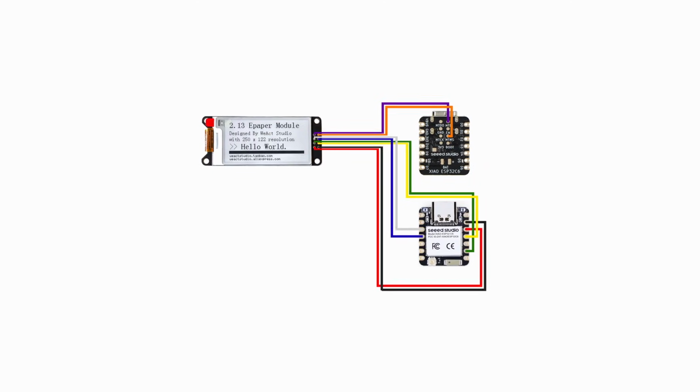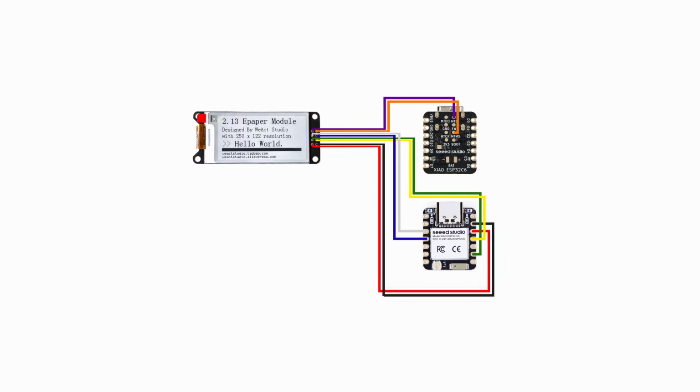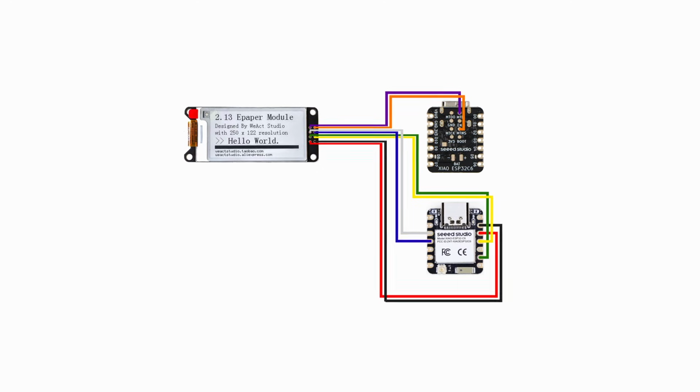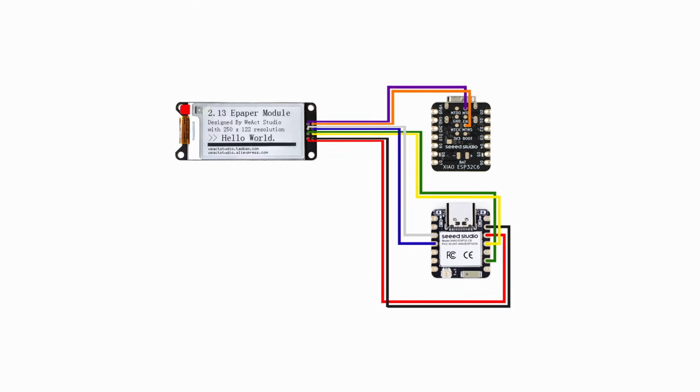I'm using the Xiao ESP32-C6 that displays the current prices in USD on a 2.13-inch e-paper display in this project.